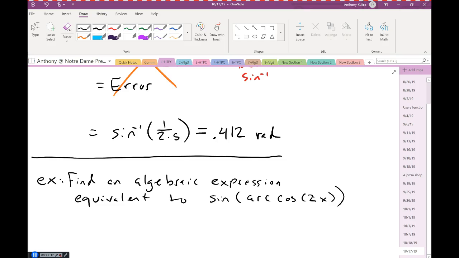So let's say we want to find an algebraic expression equivalent to sine of the arc cosine of 2x. So what I'm going to do is think about 2x as a ratio or a fraction.